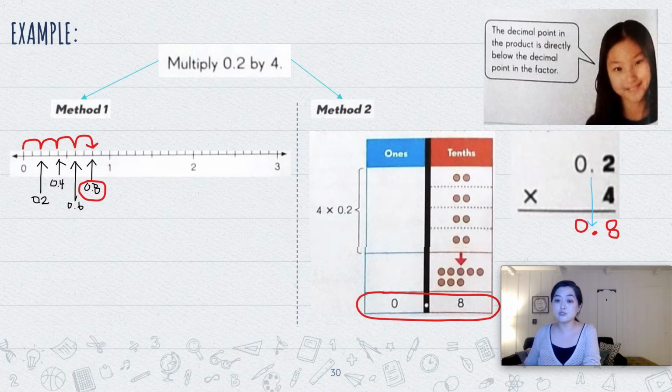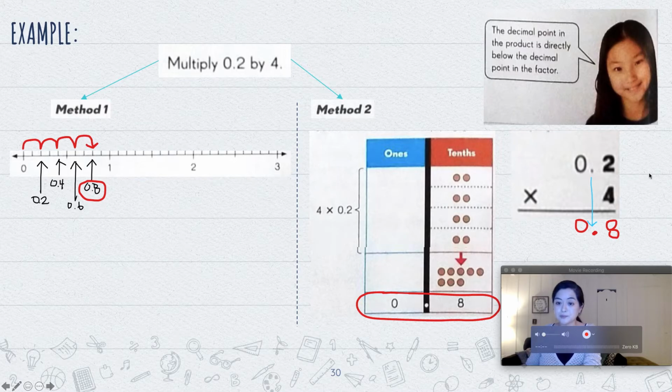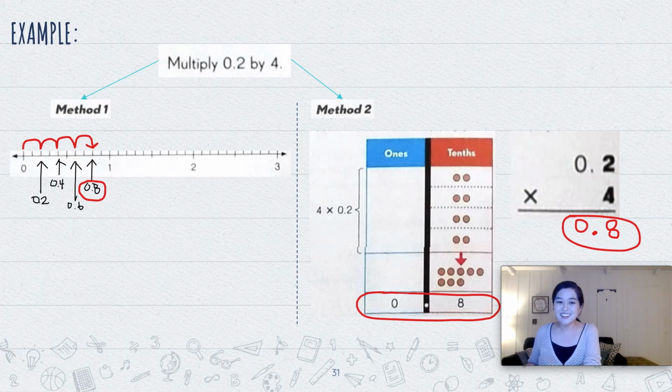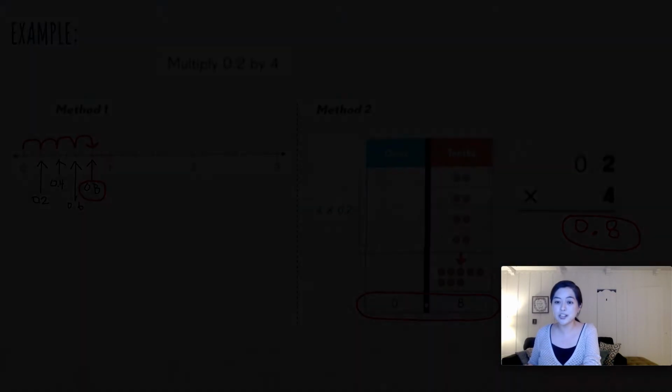Now we're going to drop the decimal point right here, straight down. The decimal point in the product is directly below the decimal point in the factor. So the product is the answer to a multiplication problem, and so the decimal point is right below what's in the factor. So your answer is 0.8.